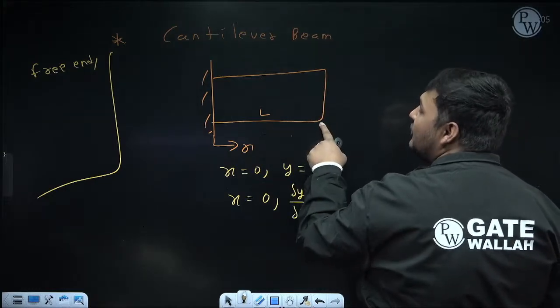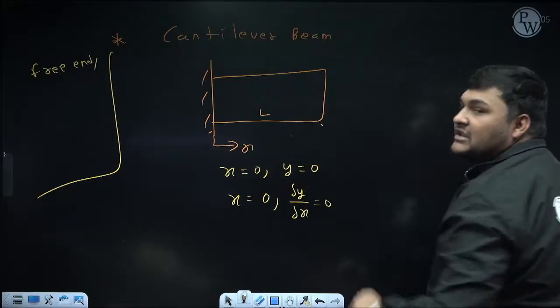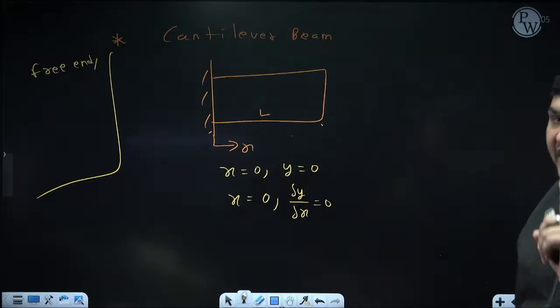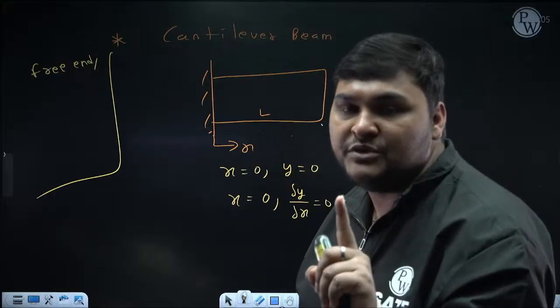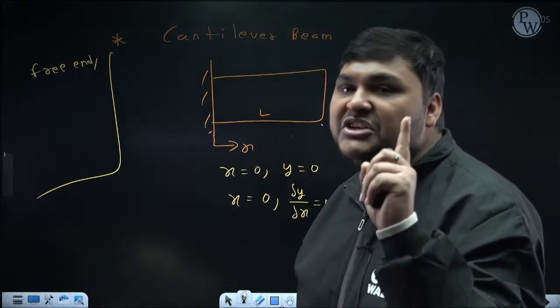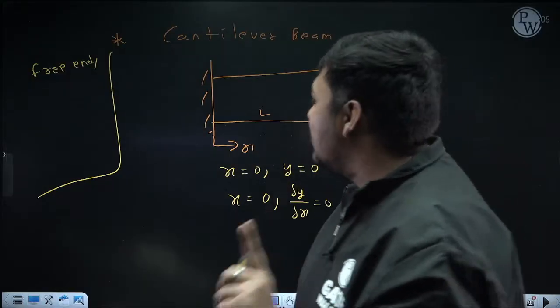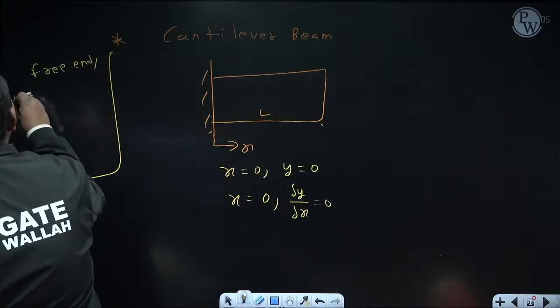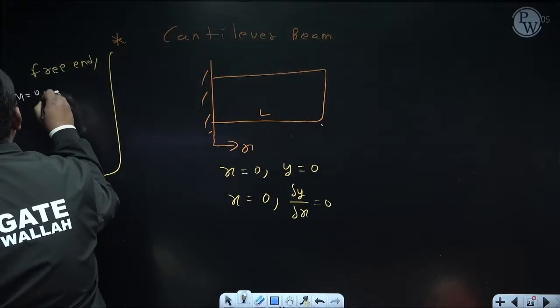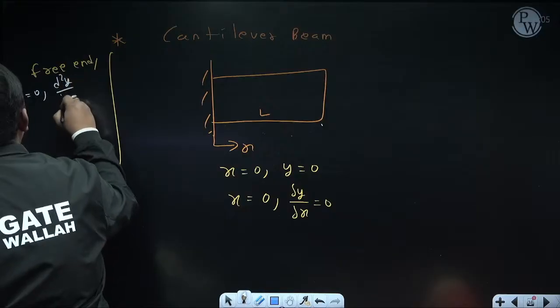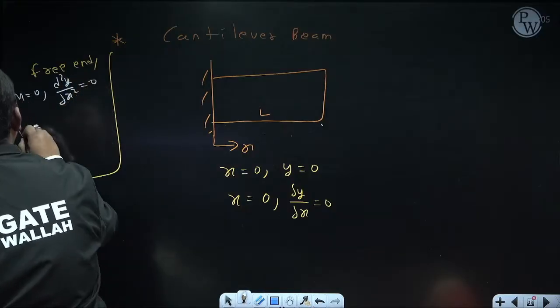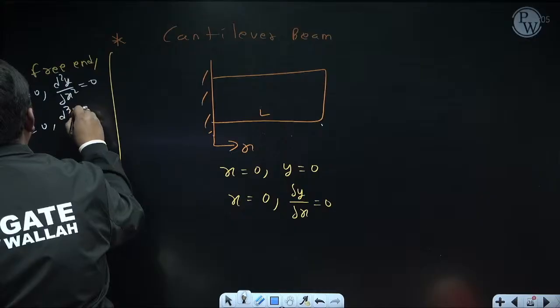So what will be the shear force at this end? 0. What will be the bending moment at this end? It will be 0. Now, shear force 0 means d cube y by dx cube is 0. Bending moment 0 means d square y by dx square is 0. So whenever it is a free end, I am writing bending moment 0 means d square y by dx square is 0, and shear force 0 means d cube y by dx cube is 0.